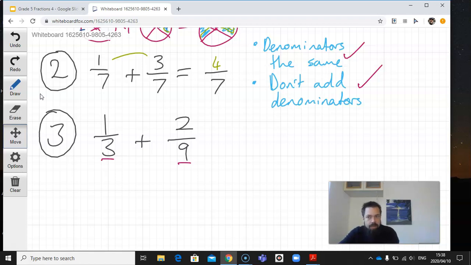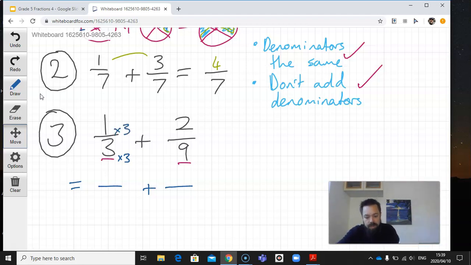I'm going to give you quite a specific layout for how I want you to set these out. The reason is that I don't want you to make mistakes by doing too much in your head at the same time. So first things first, we need to make our denominators the same. I've noticed, and this again might take practice to do, but because my times tables are there, I can notice that I can do something to this to make it into a 9. And what you do to the bottom, you do to the top.